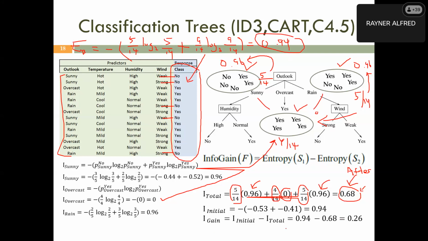So the information gain will be 0.26. Okay. So the aim is to maximize this information gain by minimizing this. This is before you split, and this is after you split. So the aim is to find features and values that will reduce the entropy.